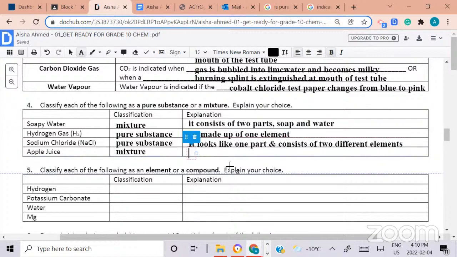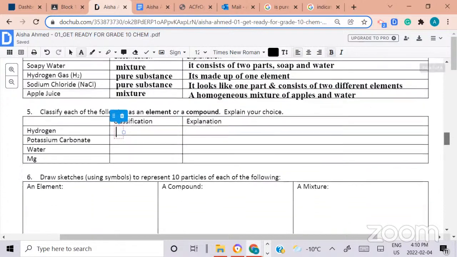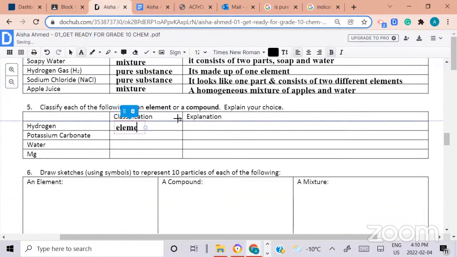Awesome. And then apple juice is a mixture, but you can write it's a homogeneous mixture because it looks like just 1 kind of substance, of apple and water. Yes. Okay, that's good. Now classify each of the following as an element or compound. I hope you get this right. Let's try. Is it an element or a compound? Compound. Yes.